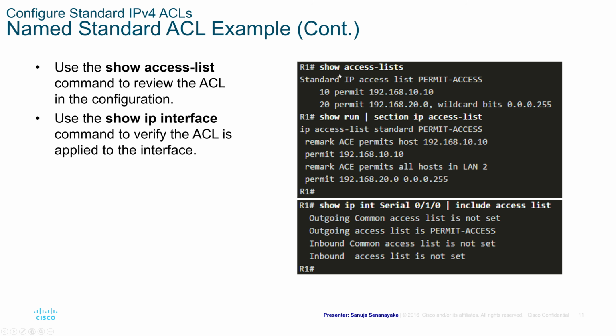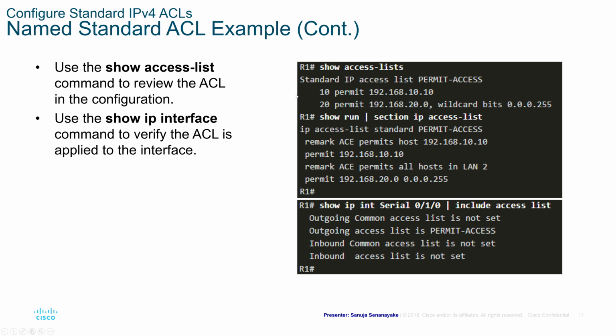The show access-list will show you all the ACLs that have been configured in the system right now. And then if you go show ip int, whatever the interface that you have applied or bound the ACL to, you can see, when you pipe it or filter for access list on that interface, that the permit-access is now applied to that serial 0/1/0.